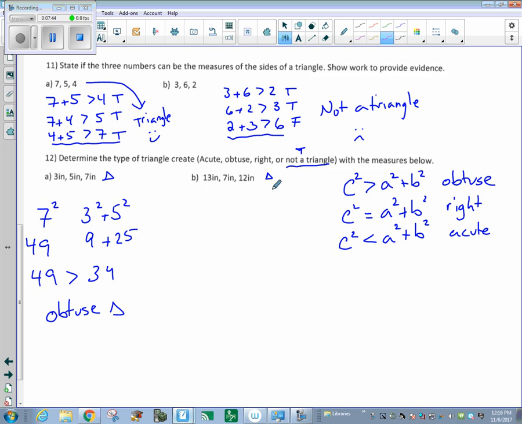In the next one, we're going to do the same thing. We're going to set up our biggest side, 13 squared, and check 7 squared plus 12 squared. 13 squared is 169, 7 squared is 49, 12 squared is 144. 169 seems to be less than, what is that, 193, I think that's what it comes out to be. Yeah, 193, and so that makes this an acute triangle.